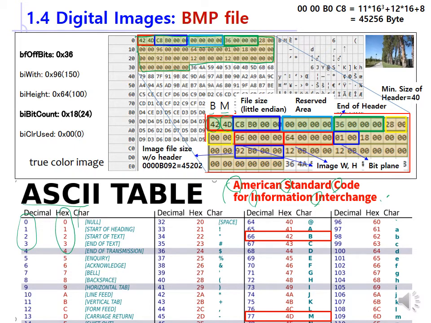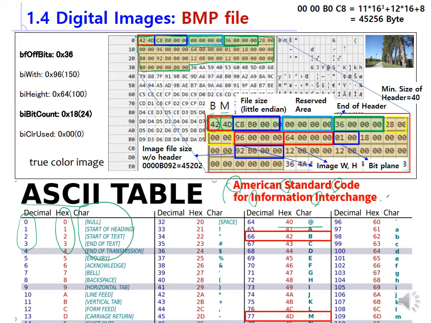That is a character expressed by the number. So for example, A starts from 41, B is equal to 42, and M equals 4D, etc.